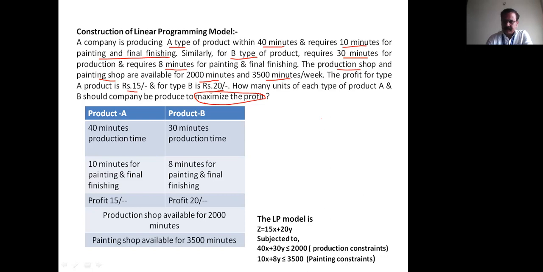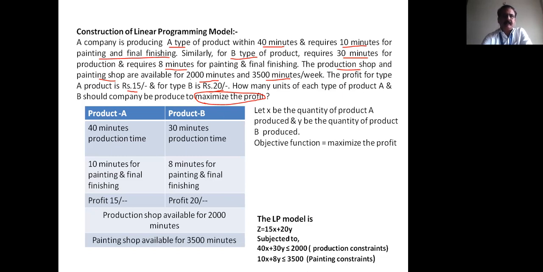So the very first step is to write all the given data in tabular form, so it is easy to formulate all these equations. A company is producing two types of product, product A and product B. Product A requires 40 minutes for production, and similarly for product B, the production time required is 30 minutes.